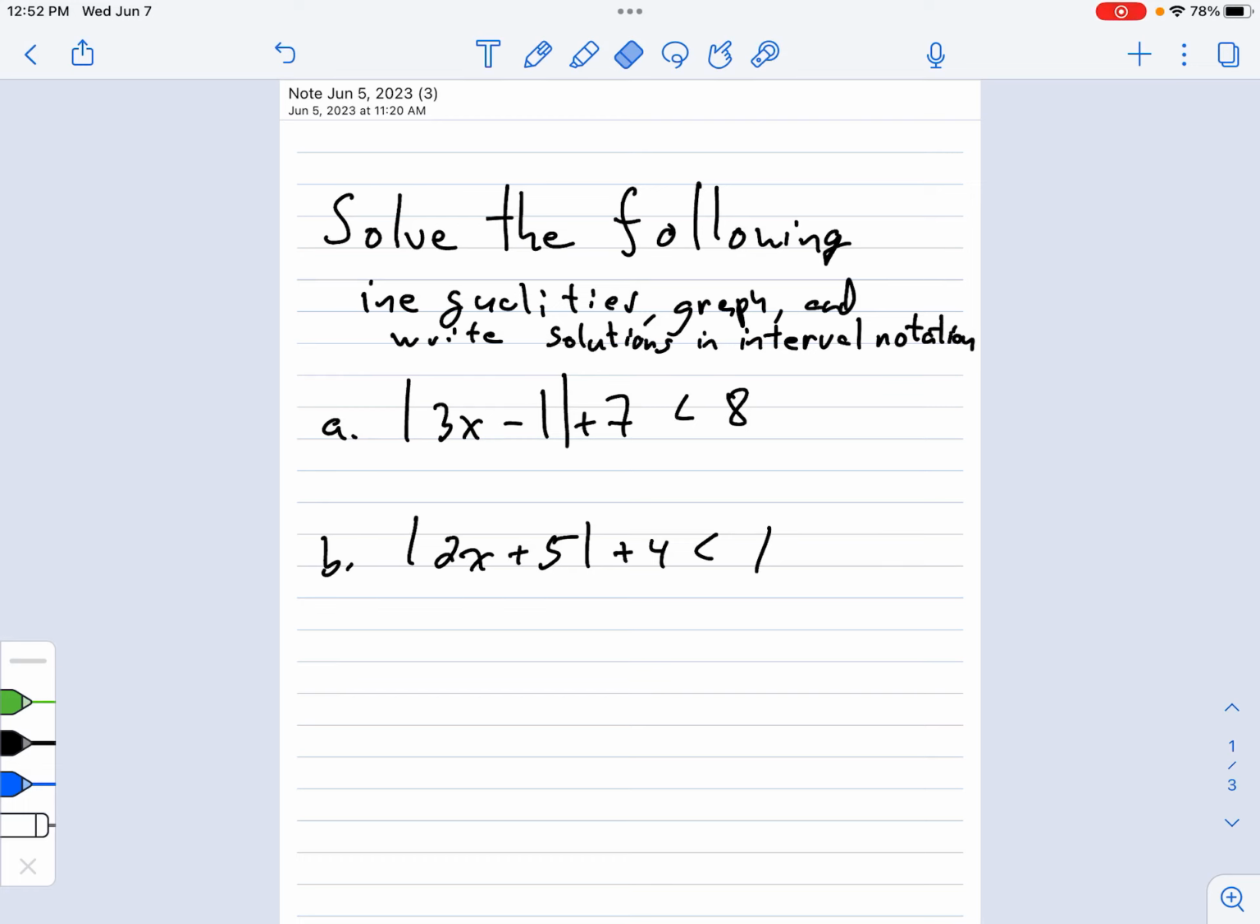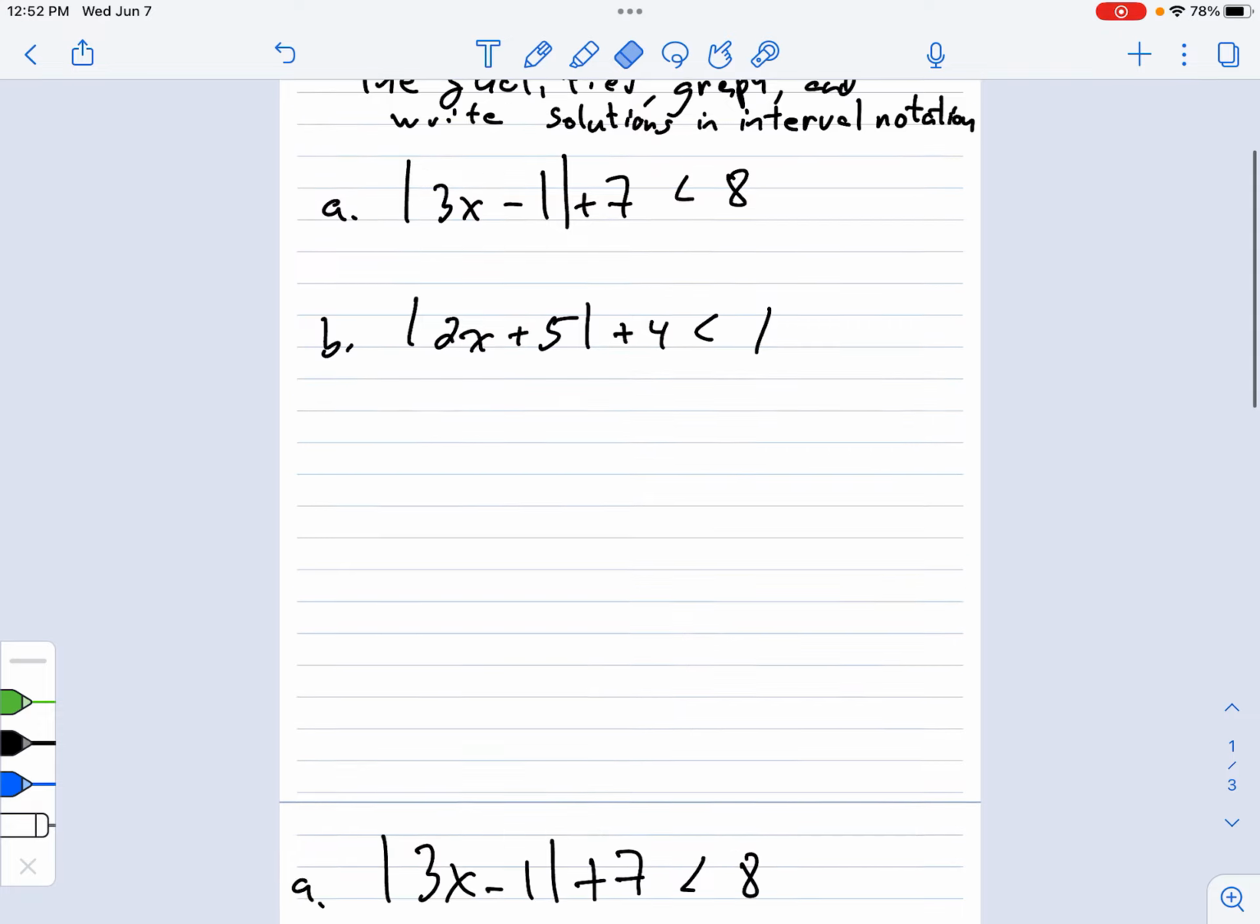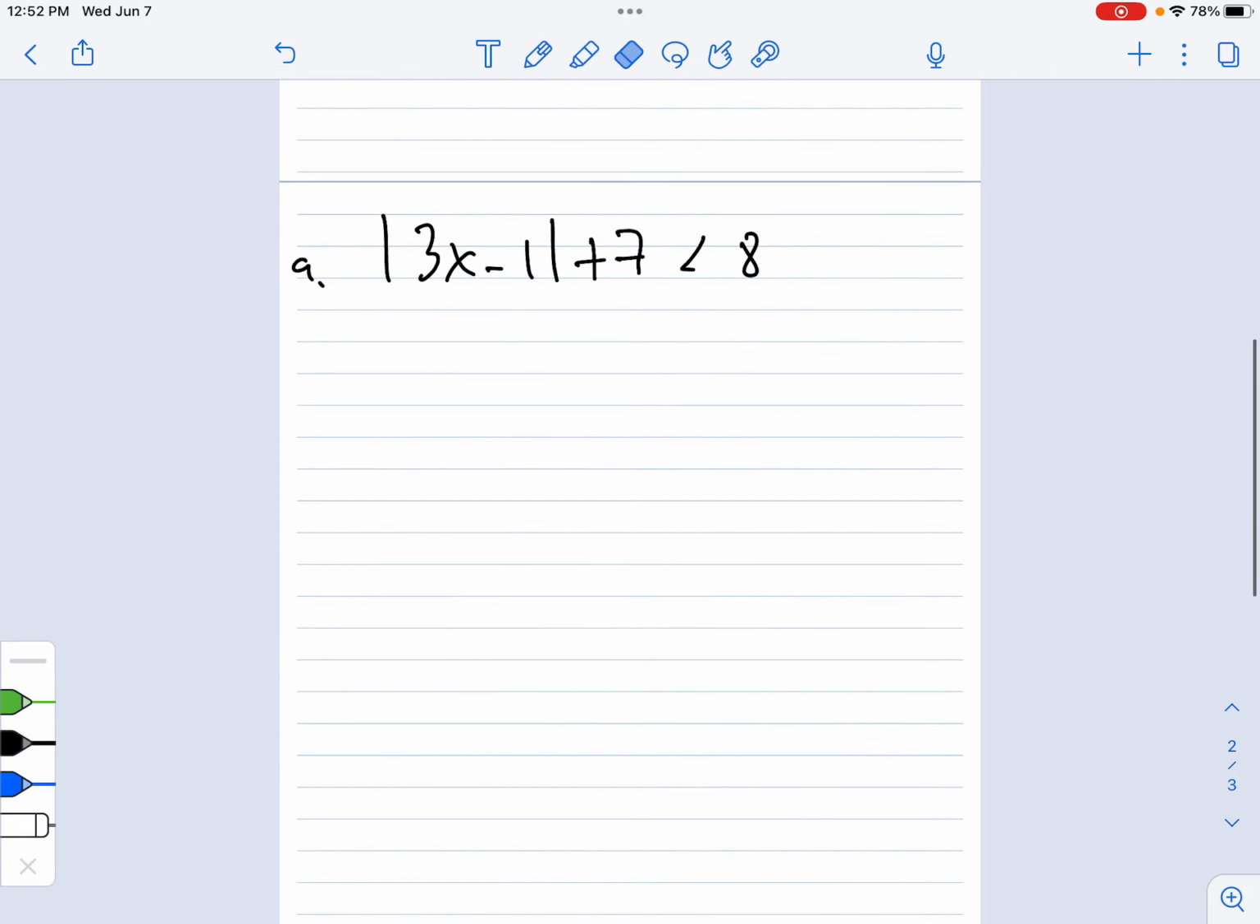Solve the following inequalities, graph and write solutions in interval notation for each inequality. So today I'm going to be working on A, and then another video will be working on B. So let's get to inequality A here.